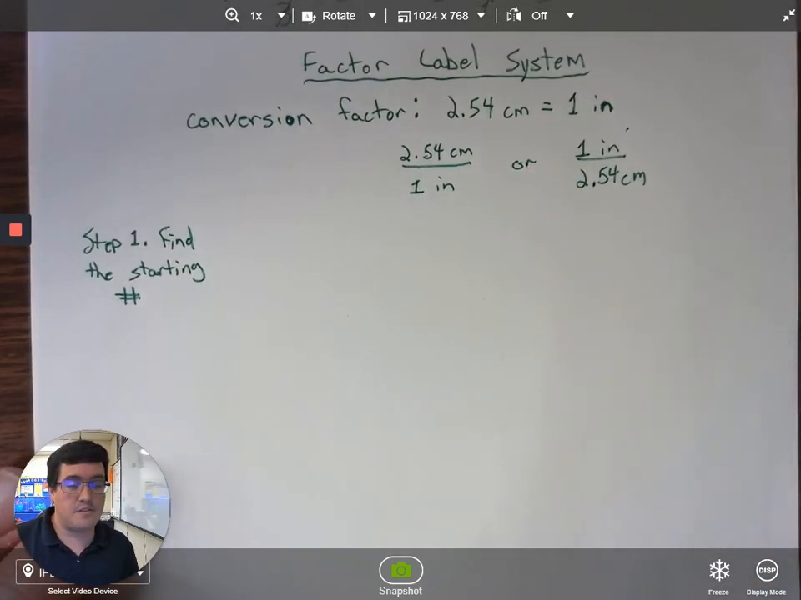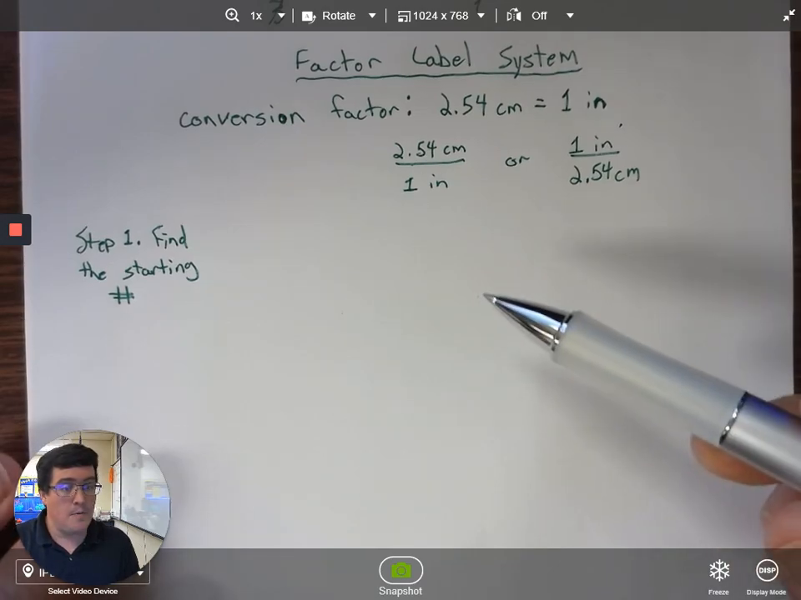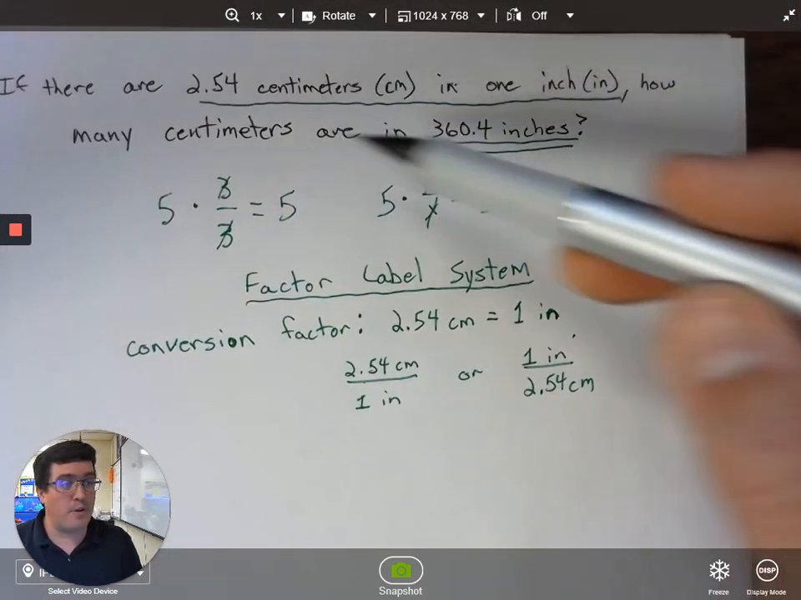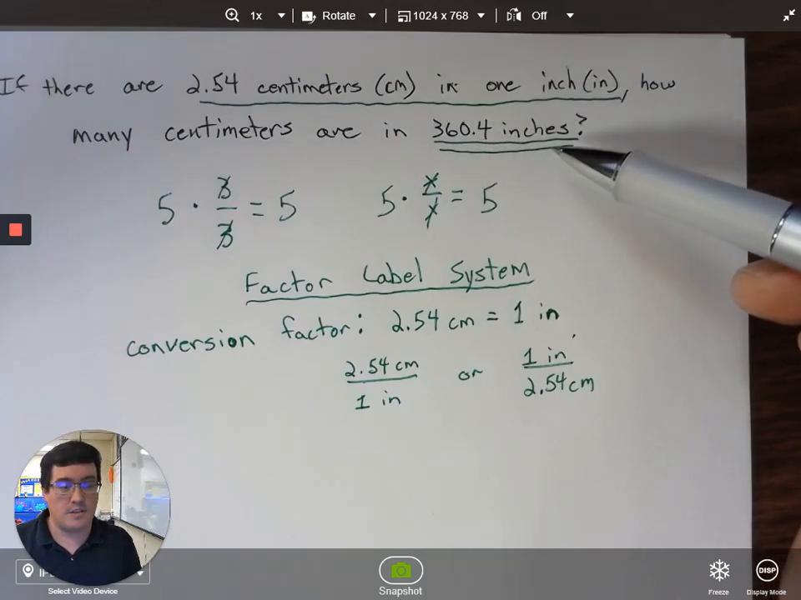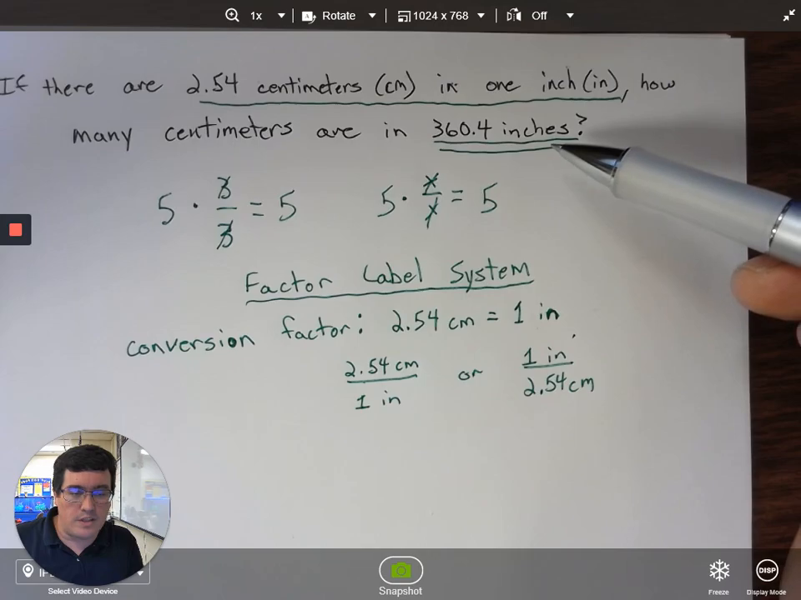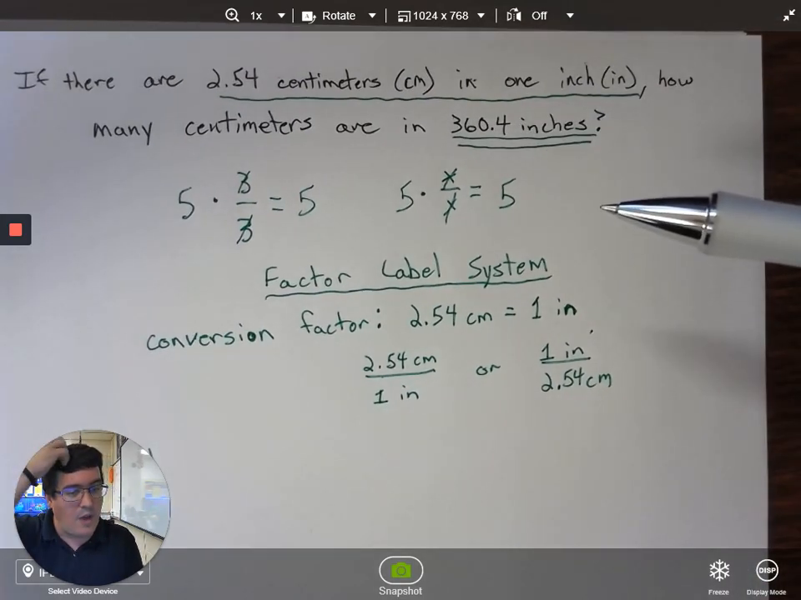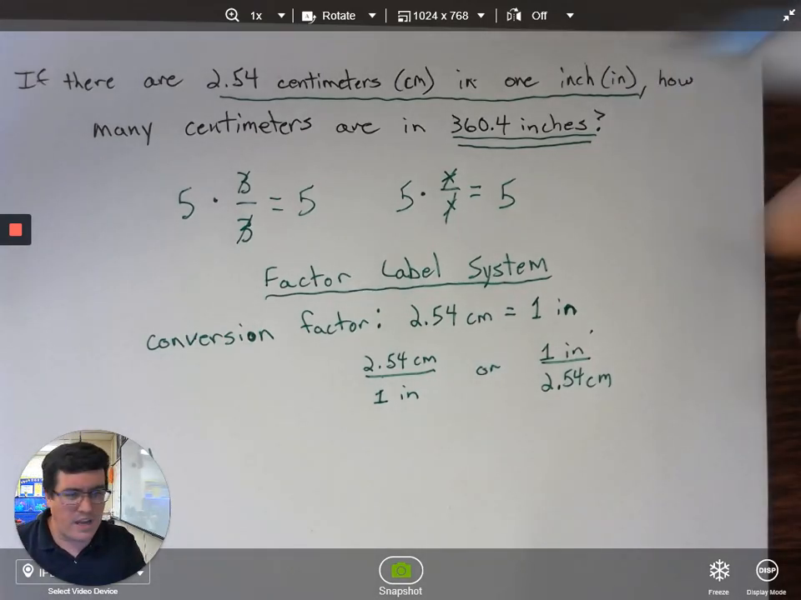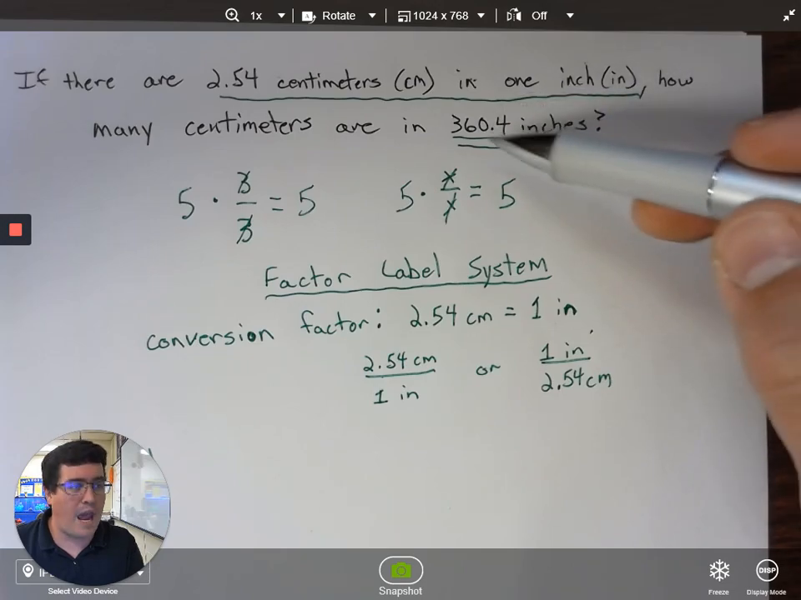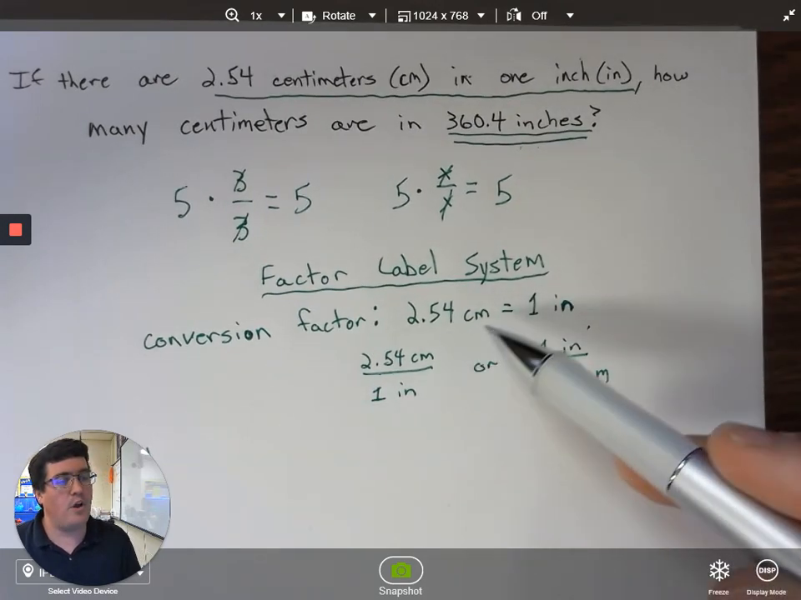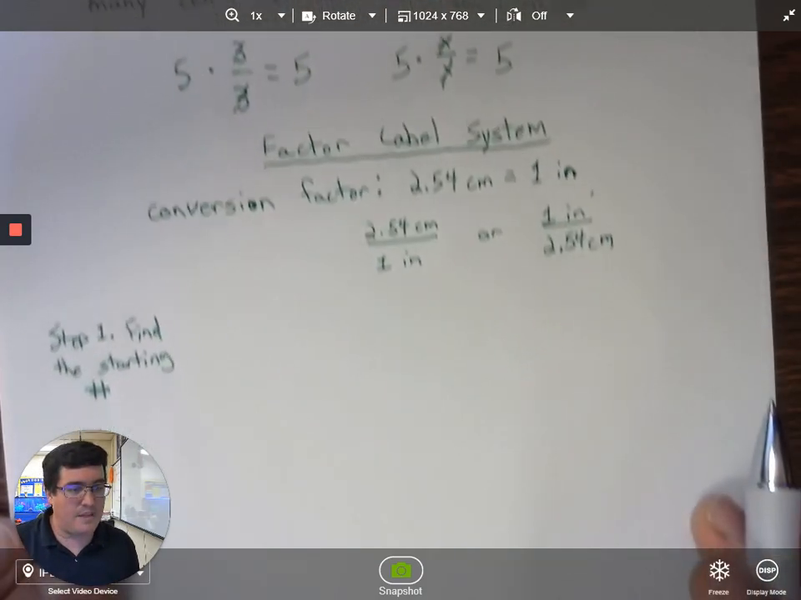So find the starting number. And in this case, it's really easy. The only other number that we have in the problem that we didn't use was 360.4 inches. Now, later on in the semester it's going to get a little more difficult, and we'll change our rules about what number we're going to start with, and we'll talk about that as it gets more difficult. But right now, really simple. There's only one other number in this problem. Our starting number has to be this number, because we already know these other numbers are a conversion factor. That last number has got to be the starting number.